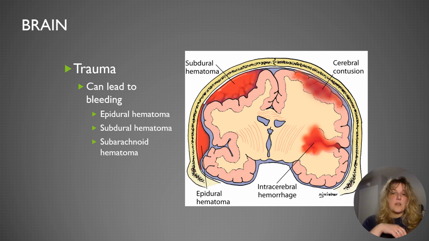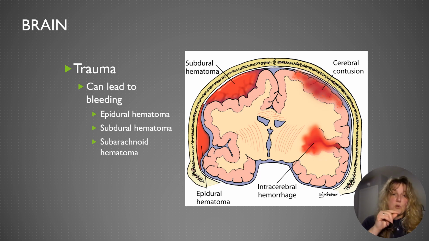Now this is where we start talking about epidural and subdural bleeds. We dig into these a lot more when we get into trauma, so you'll get to see some x-rays with subdural and epidural hemorrhages, and you'll be able to identify them. They're really easy to identify as long as you know what you're looking for.